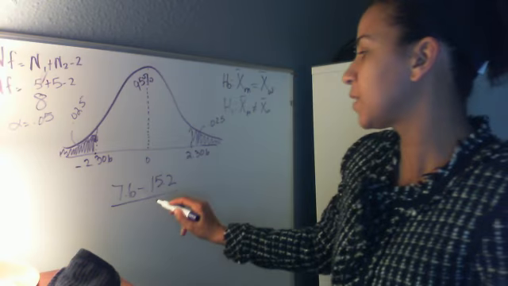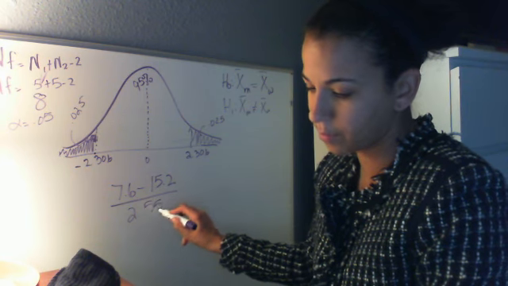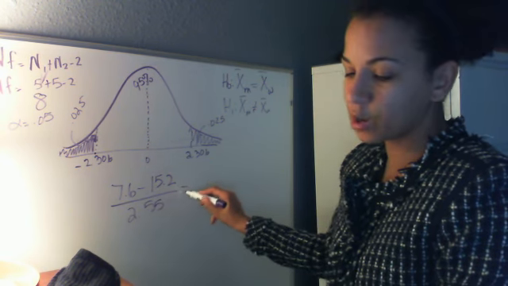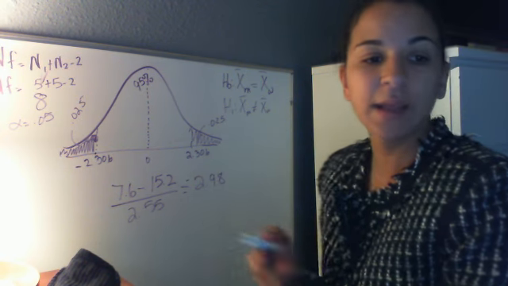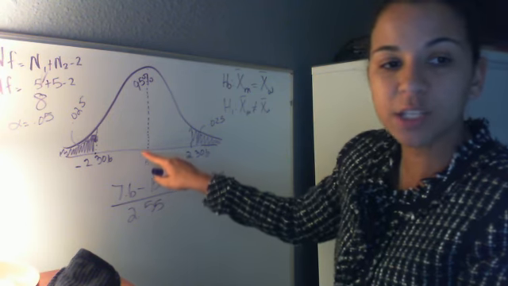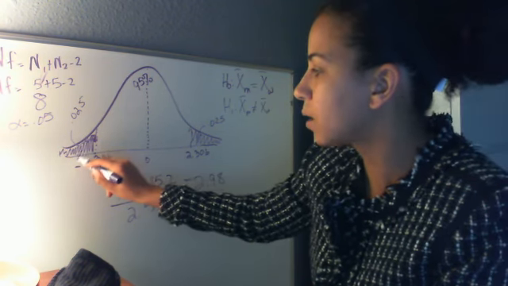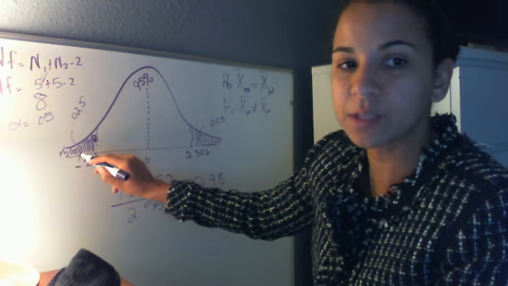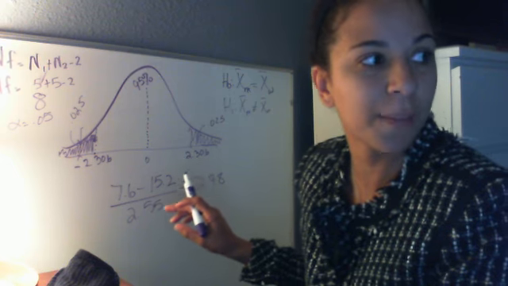So I take 7.6 minus 15.2, divided by 2.55, right? When I do the math here, this comes to negative 2.98. I go back to my chart and I look for negative 2.98, which is right about here. And so clearly that is in the rejection region. So what that means is I'm going to reject the null hypothesis.